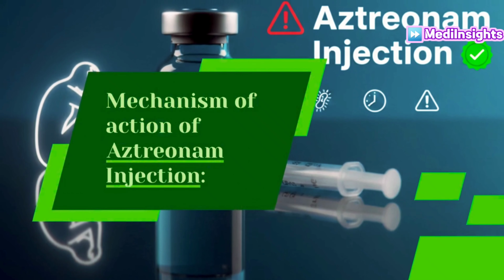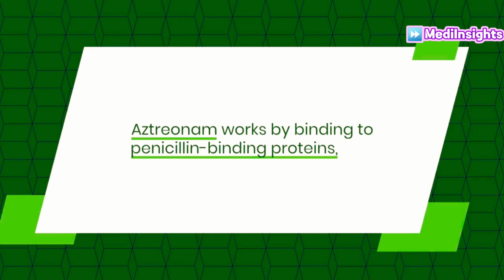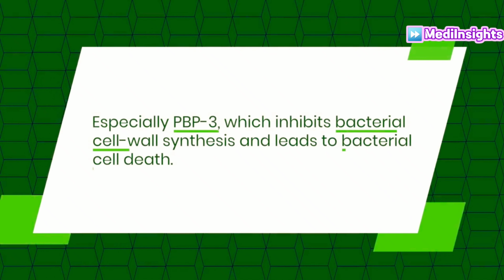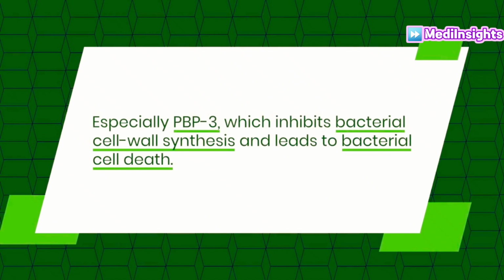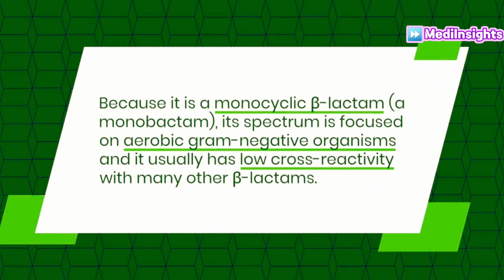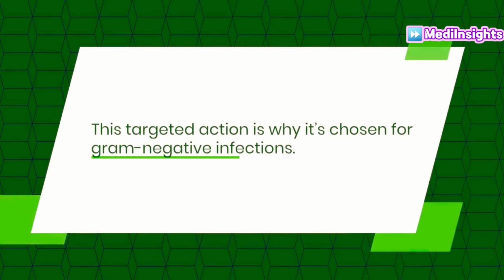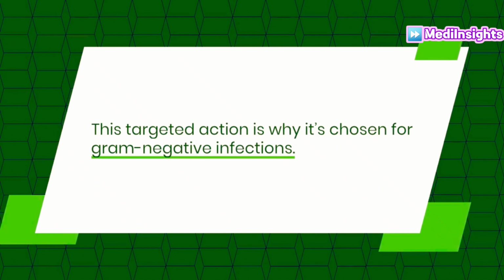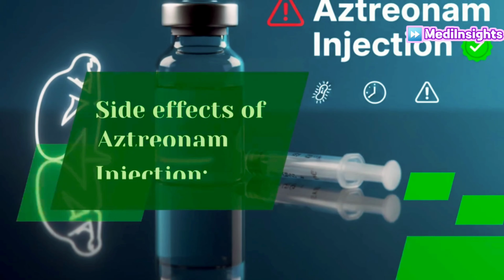Next, a simple look at what this drug does once you take it. Aztreonam works by binding to penicillin-binding proteins, especially PBP3, which inhibits bacterial cell wall synthesis and leads to bacterial cell death. Because it is a monocyclic β-lactam, a Monobactam, its spectrum is focused on aerobic gram-negative organisms, and it usually has low cross-reactivity with many other beta-lactams. This targeted action is why it's chosen for gram-negative infections.